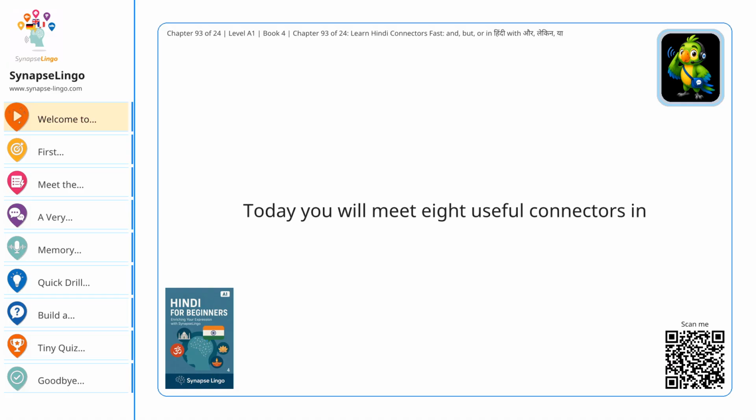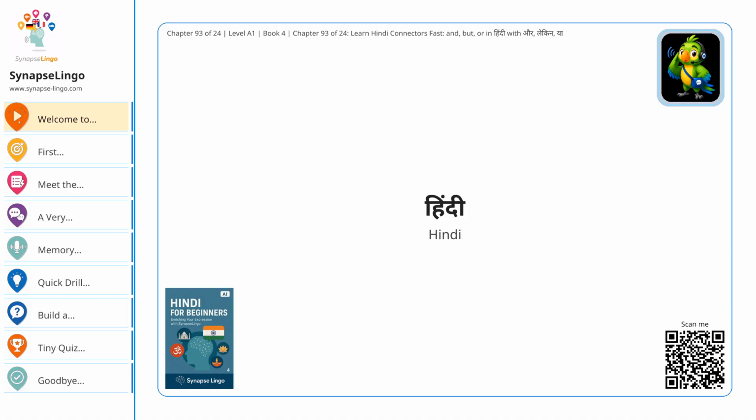Today you will meet 8 useful connectors. In Hindi: और for and, लेकिन for but, या for or, क्योंकि for because, तब for then, पहले for first, उसके बाद for after that, and अभी भी for still.